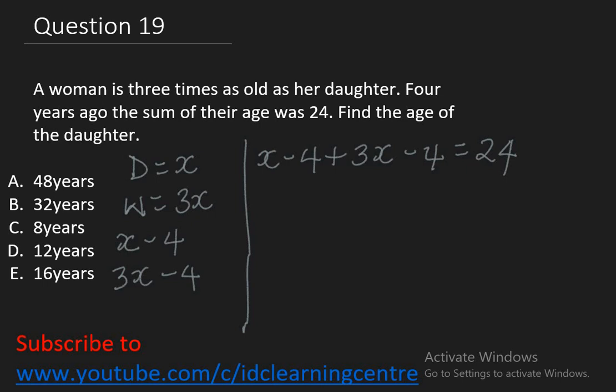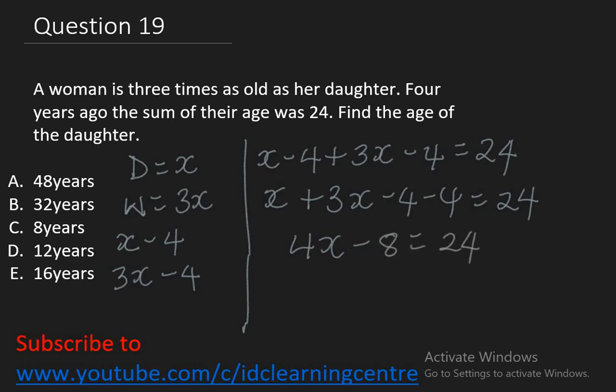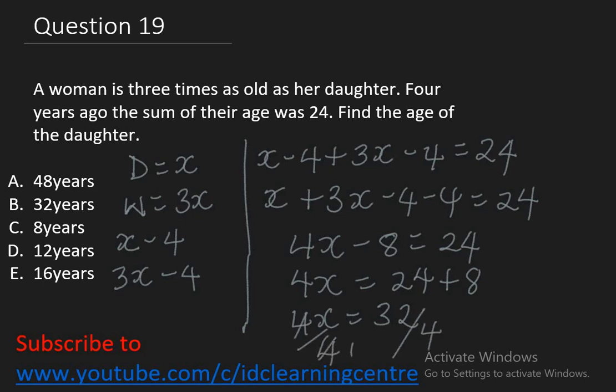Rearrange this, collect like terms. For the left hand side, we have X plus 3X minus 4 minus 4 equal to 24. X plus 3X is 4X, minus 4 minus 4 is minus 8, equal to 24. Move minus 8 to the right hand side, we have 4X equal to 24 plus 8, which is 32. Divide both sides by 4. 4 into 32 is 8. So the answer is 8 years.